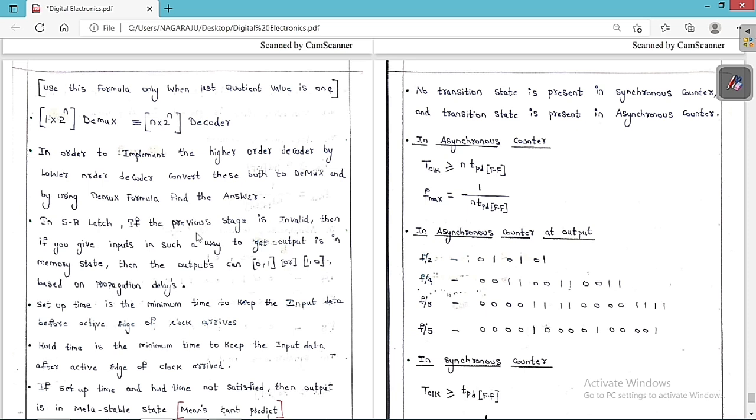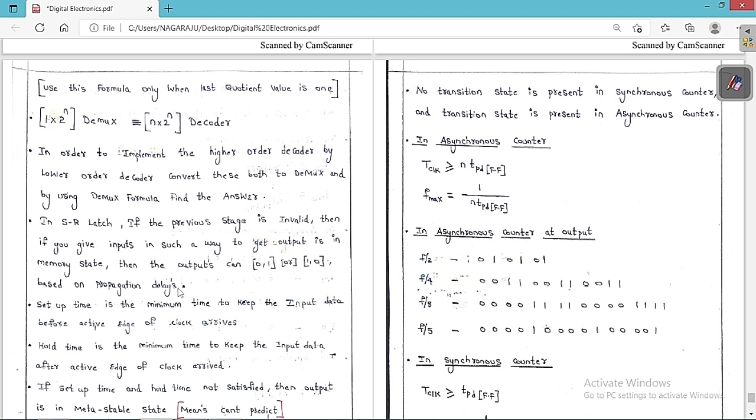In SR latch, if the previous state is invalid, then if you give inputs in such a way to get output using the memory state, then the outputs can be 0,1 or 1,0 based on the propagation delays. I already told you, in SR latch, if the previous state is invalid, and you give inputs in such a way to get output using the memory state, then the outputs can be 0,1 or 1,0 based on the propagation delays.